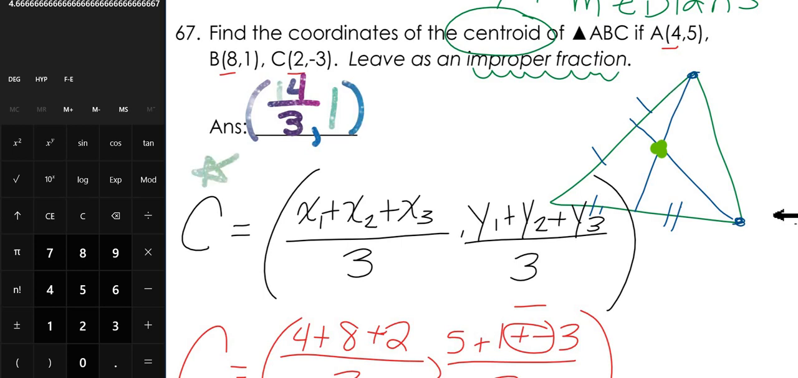So if you want to go ahead and put this on the back of your reference sheet so that you have it, that would be a great addition. Okay, let's move on.